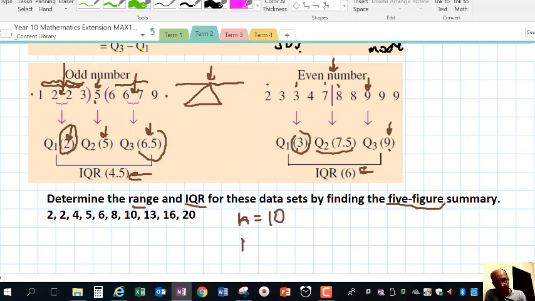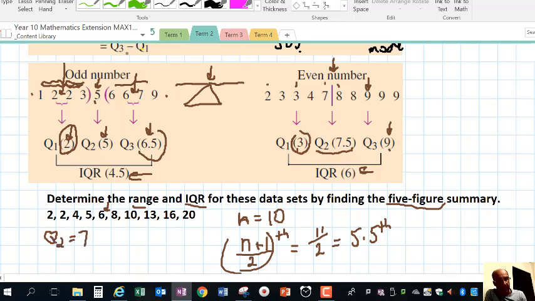So we can find it by going n plus 1 over 2, which will give us the position of the middle, and that's 11 over 2, so that's the 5.5th position. And that means halfway between the 5th and the 6th, 3, 4, 5, 6, so it's there, and the middle is 7. So Q2, the median, is 7.